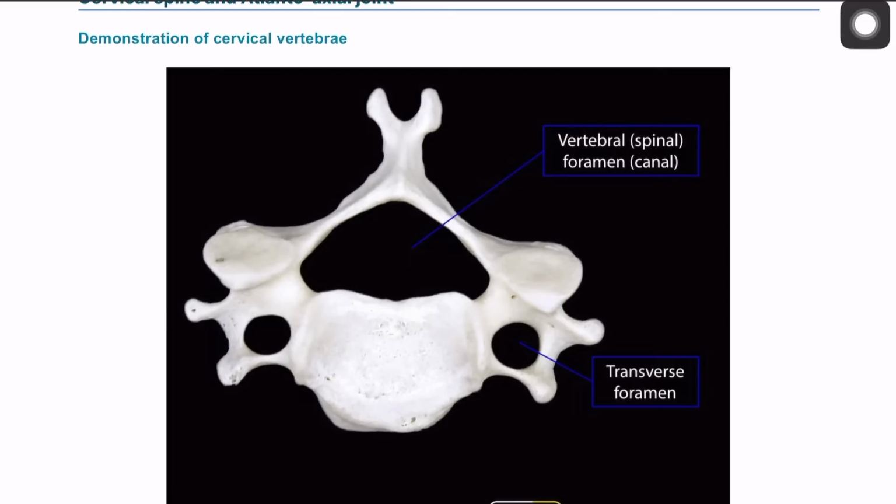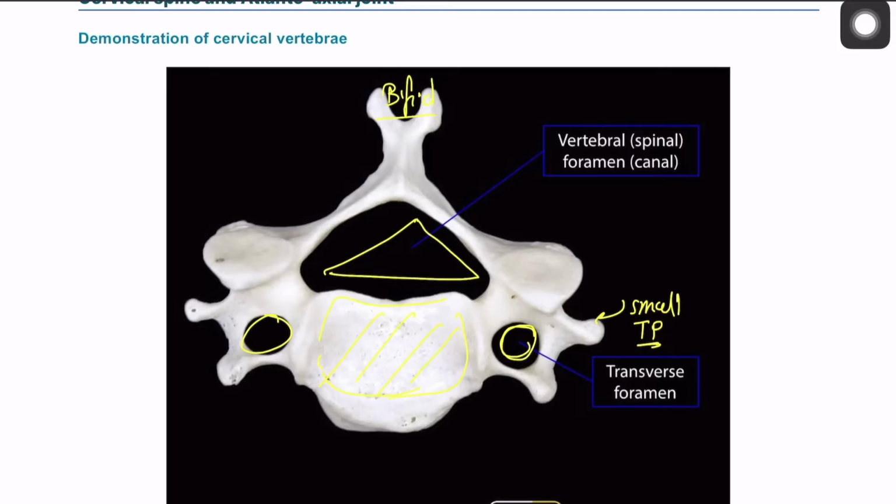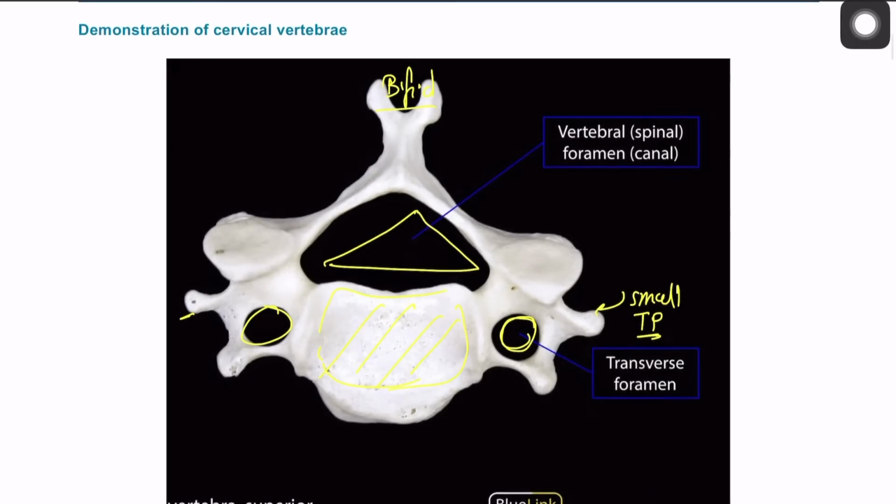Starting with how to identify that this is a cervical vertebra: you have a transverse foramen, as you see here, a triangular vertebral foramen, a bifid spinous process, and a very small transverse process. Also a relatively small body. So obviously this is the body, here is the foramen transversum, the transverse process, and then you have the bifid spinous process at the back.